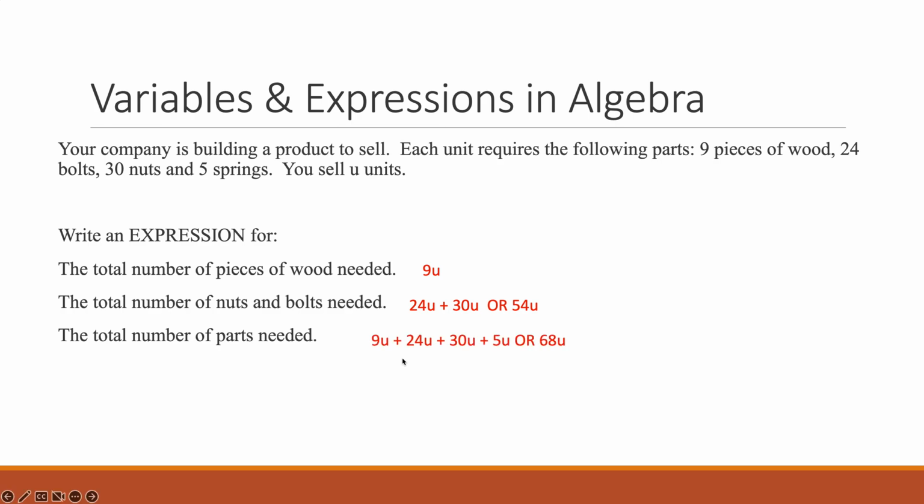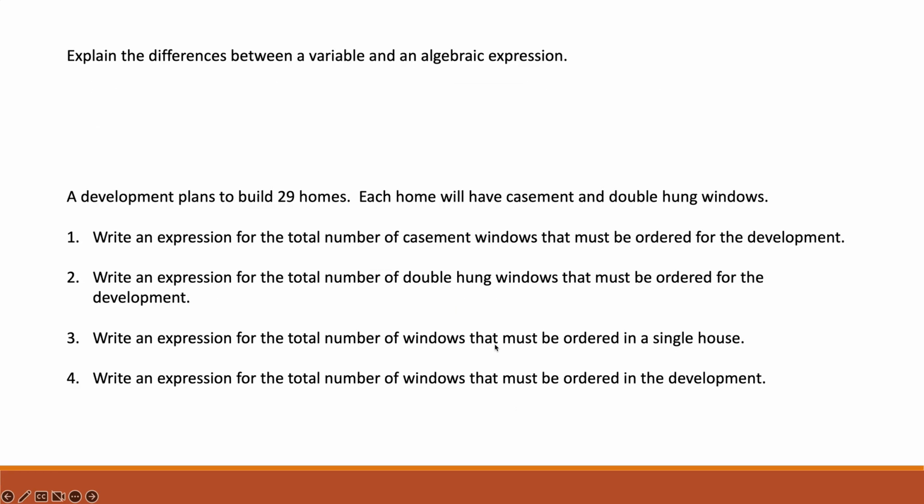That's 9U for the pieces of wood, because each unit has 9 pieces of wood. 24U for the bolts. 30U for the nuts, and 5U for the springs. If you add that all up, you get 68U, right? 33, 63, 68U is correct. All right, next up. Explain the differences between a variable and an algebraic expression, and then we'll get into those development problems. You have 29 homes.